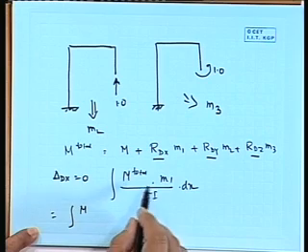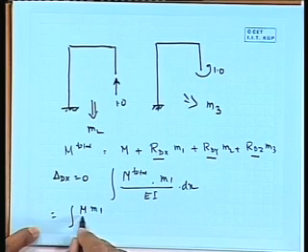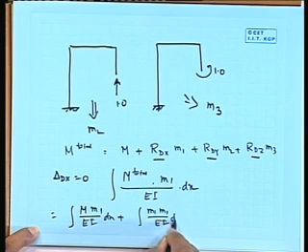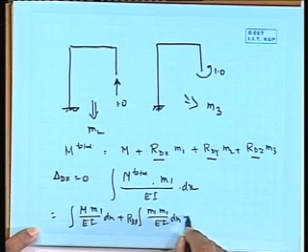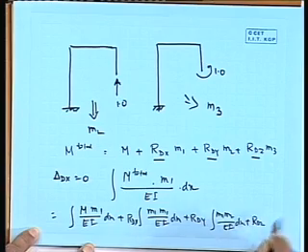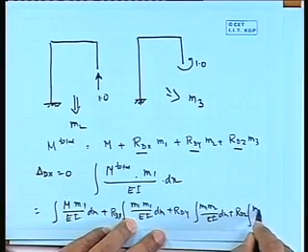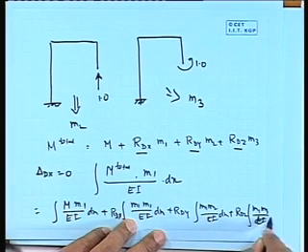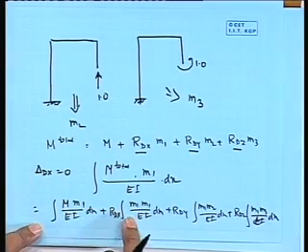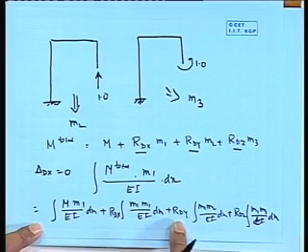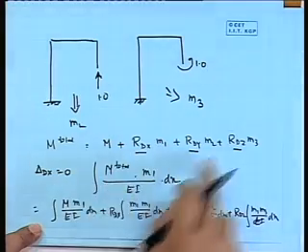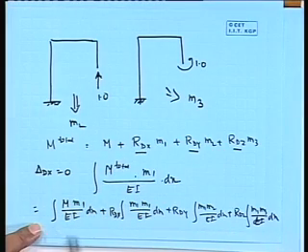Now, if we substitute M total, it will be M into m 1 by E I d x, plus R d x into m 1 m 1 by E I d x, plus R d y into m 1 m 2 by E I d x, plus R d z into m 1 m 3 by E I d x, right. So if you expand that, it will be M m 1 by E I, plus R d x m 1 m 1 by E I, plus R d y m 2 m 1 by E I, plus R d z m 3 m 1 by E I d x, right.